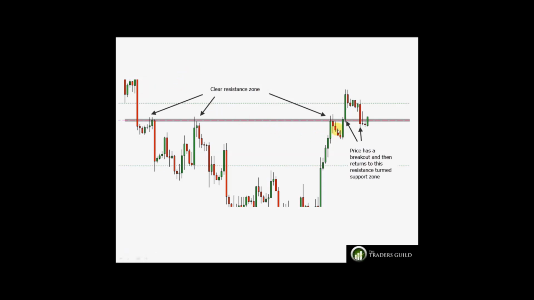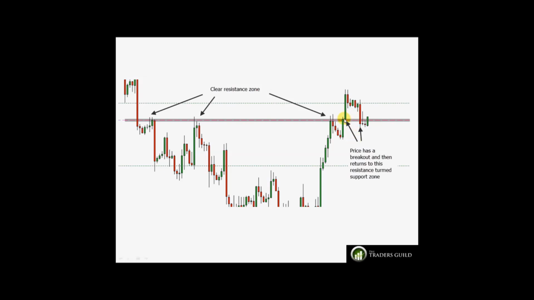Now, firstly, this is the third attempt or fourth attempt at this resistance zone, and as from previous videos I've said, we've concluded that the more times price hits a resistance zone or supply demand zone, the weaker it's becoming. So it's no surprise that we eventually see a breakout of this resistance zone.